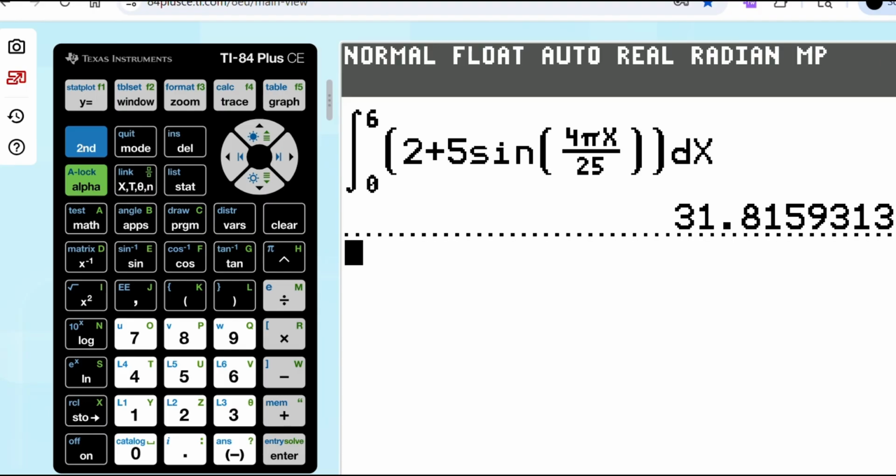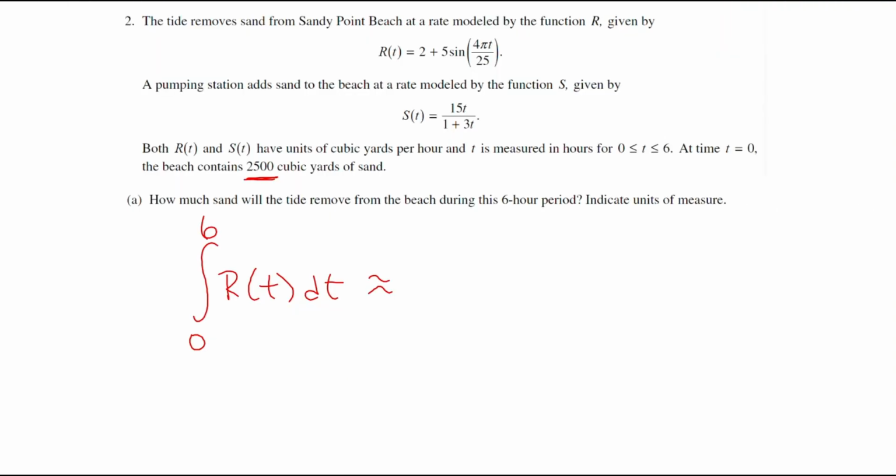And we get 31.816. And it does say indicate units of measure. And so how much is being removed is in cubic yards, or you can just say yards cubed, whichever you prefer. 2 points here for part A, 1 for the integral setup and 1 for the answer with appropriate units.